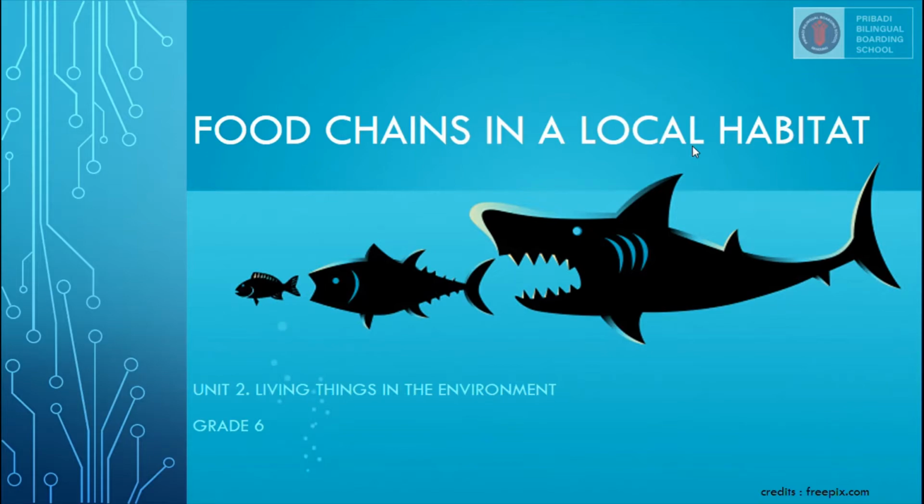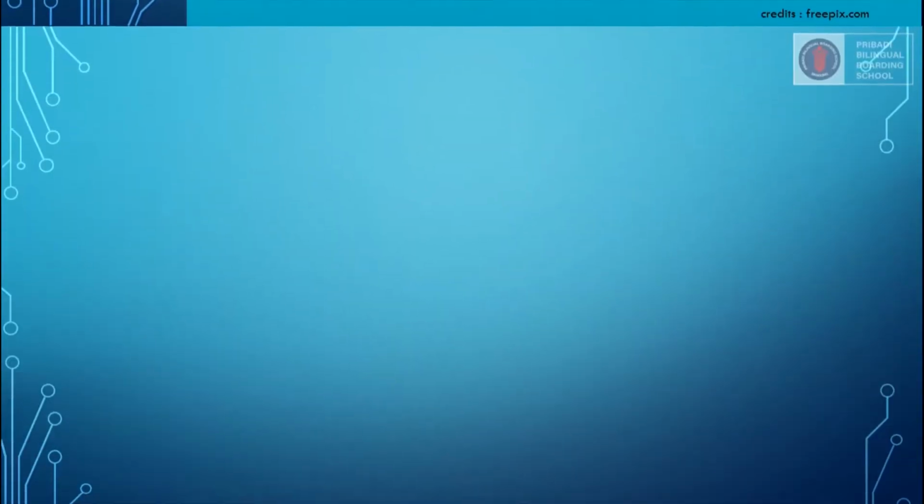Today we're going to continue our lesson into second unit about living things in the environment. This unit will start with the subtopic 2.1 about food chains in a local habitat. What is it about? Let's have a look.